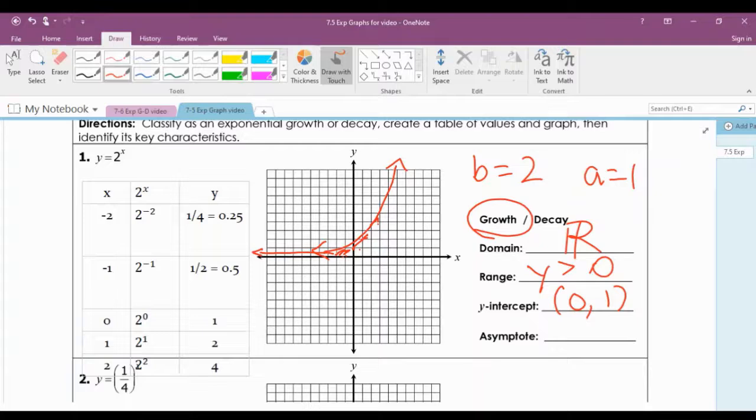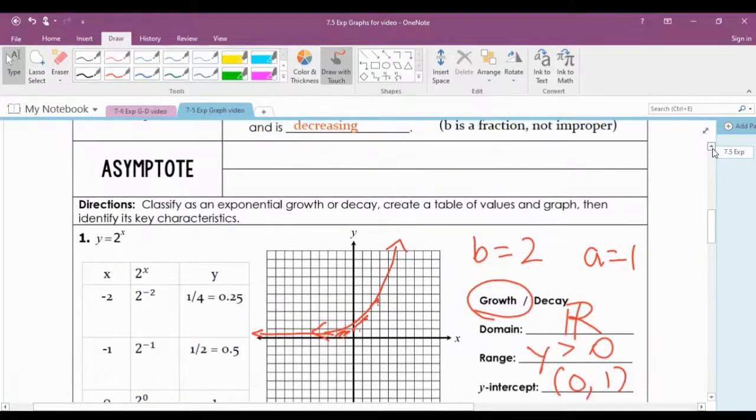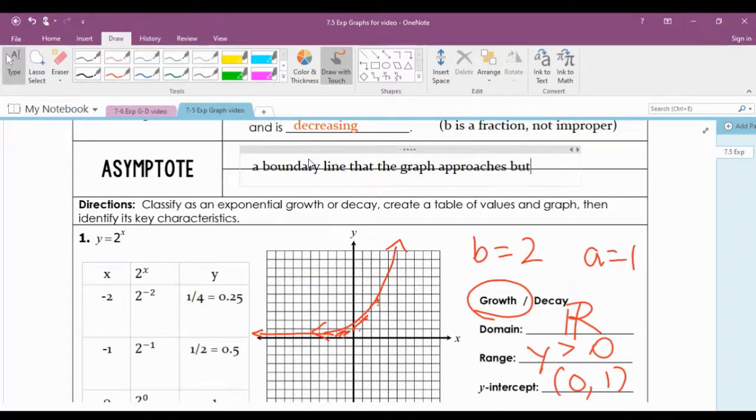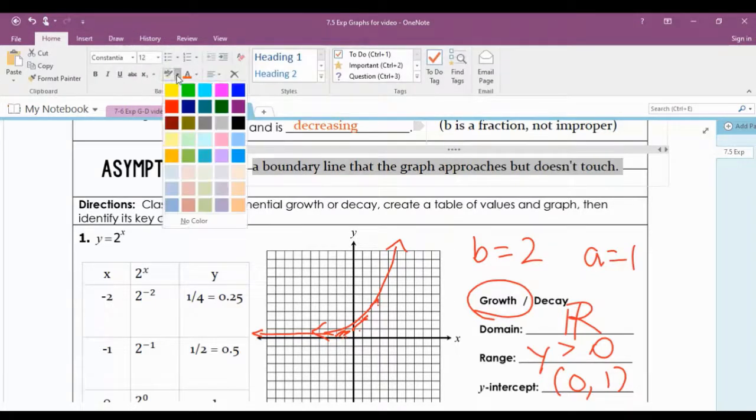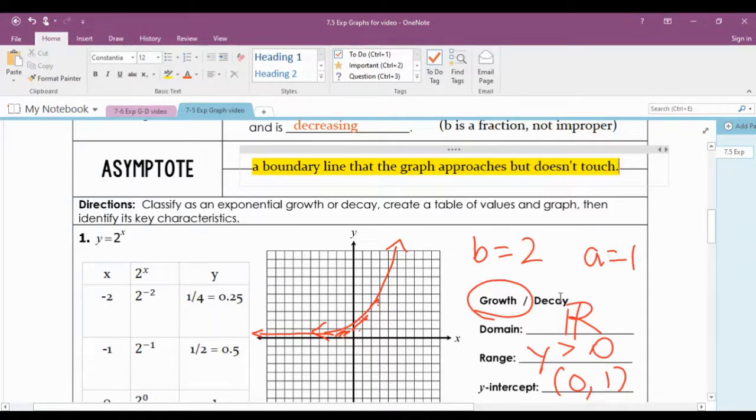So I'm going to switch back up here to talk about what an asymptote is. I'm going to type that in. Okay, so an asymptote is like a boundary line that the graph approaches, but doesn't touch. We're going to make that highlighted. That is an important thing. So that is what an asymptote is.